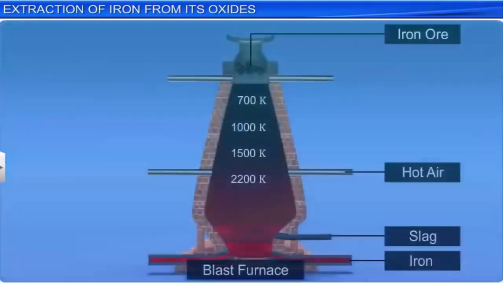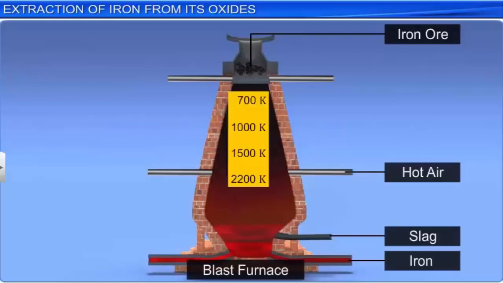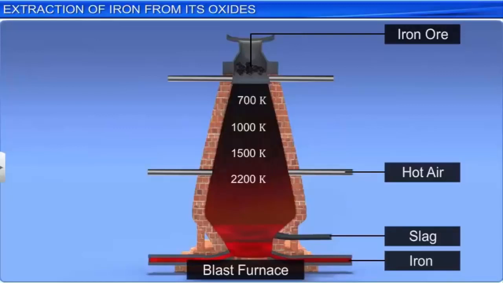Let us apply this concept to the extraction of iron in a blast furnace. In the furnace, iron oxide is reduced at different temperatures. Iron oxide ore is introduced into the furnace from the top. At the same time, coke is burnt in the lower portion of the furnace, blowing hot air to produce a temperature of 2200 Kelvin.